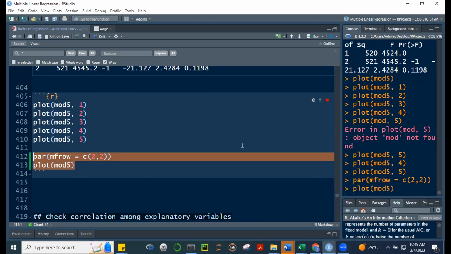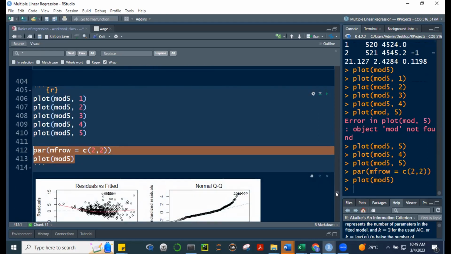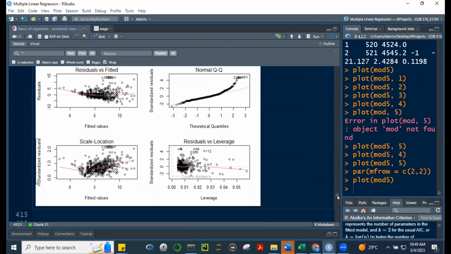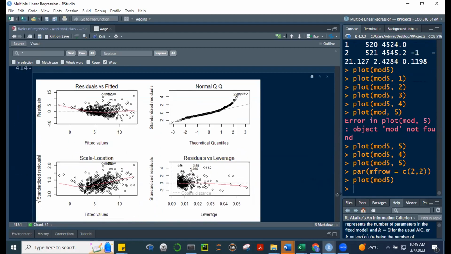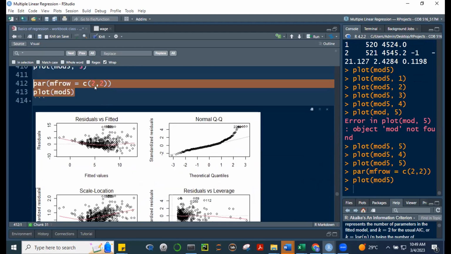Okay. All right. So we have here, yan. Okay. So nasa isang plot na siya, no? Yung 4 kanina, no? If I make this 2 rows and 3 columns, let's see. Run natin to.